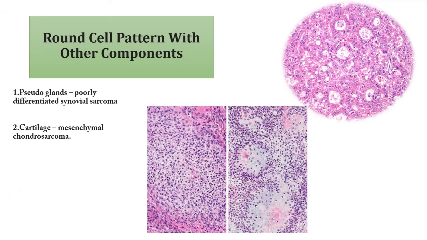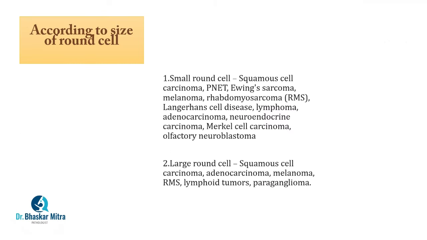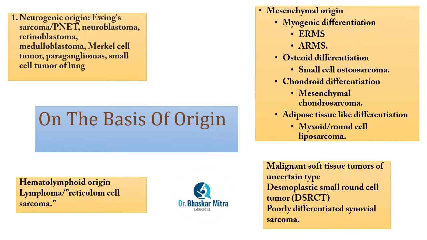Then the round cell component with other patterns like the pseudoglandular arrangement, particularly seen in synovial sarcoma, or presence of cartilage or bone, where we will see the mesenchymal chondrosarcoma group or the small cell osteosarcoma group. We can again differentiate these tumors as per size, that is the small round cells for the Ewing sarcoma group, and large cells with melanoma, adenocarcinoma and lymphoid tumors in the differential. And this is the differentiation on the basis of the origin of this tumor, which is very self-explanatory.